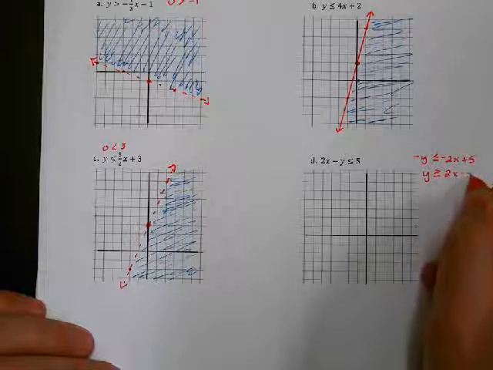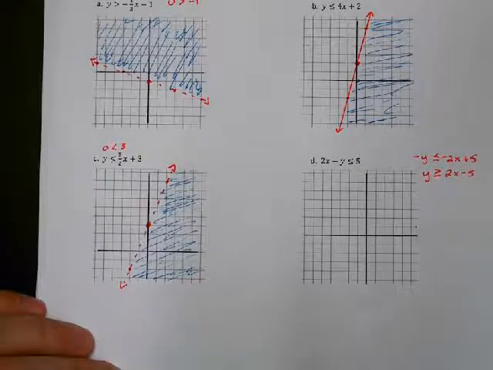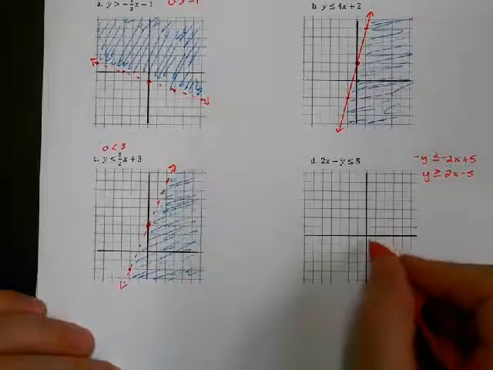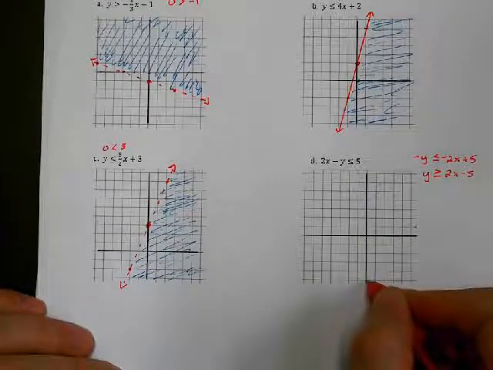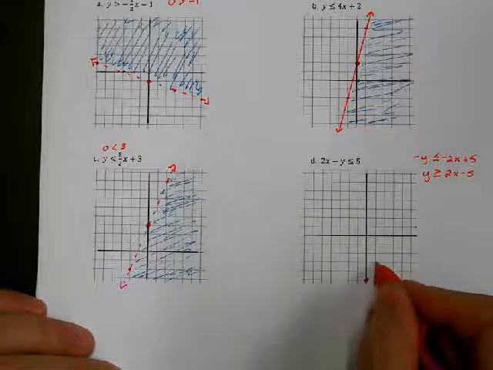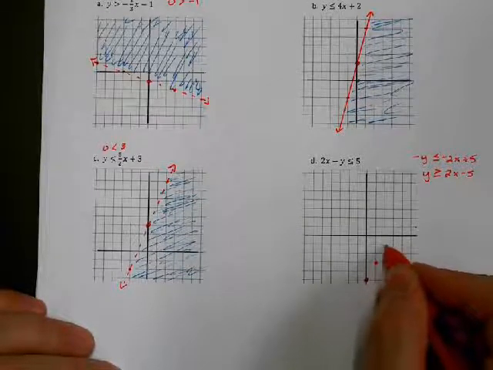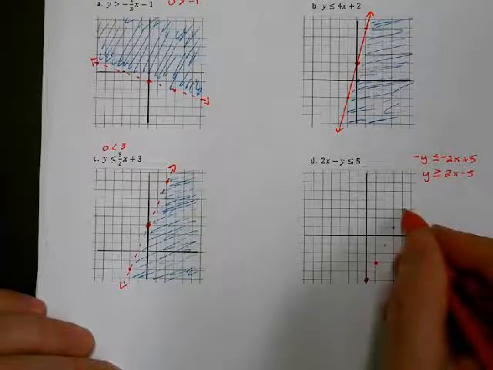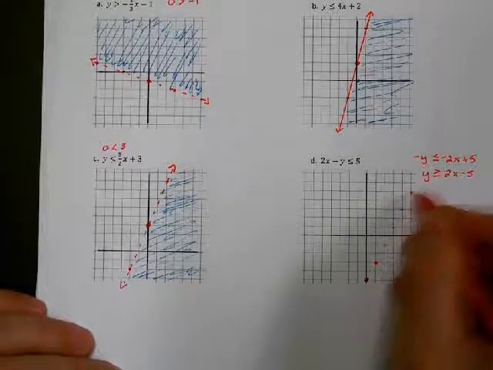So our y-intercept's negative 5, 1, 2, 3, 4, 5. Well, I barely made it. And then we're going to go up 2 and over 1, up 2 and over 1, so on and so forth. It can be equal to, so this will be a solid line.